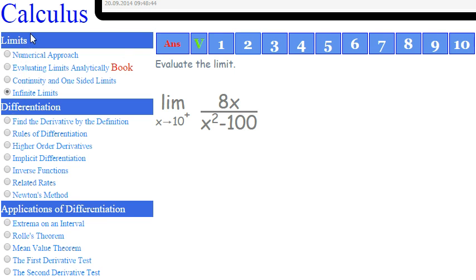We're doing calculus, obviously. We're under limits and doing infinite limits, and this is the section we're in here. So we want to evaluate this limit. It says take the limit as x approaches 10 from the right of 8x over x squared minus 100.